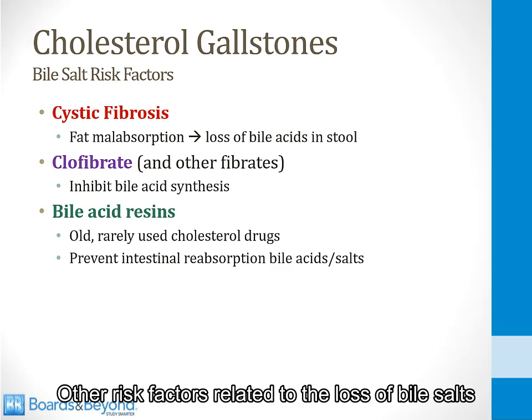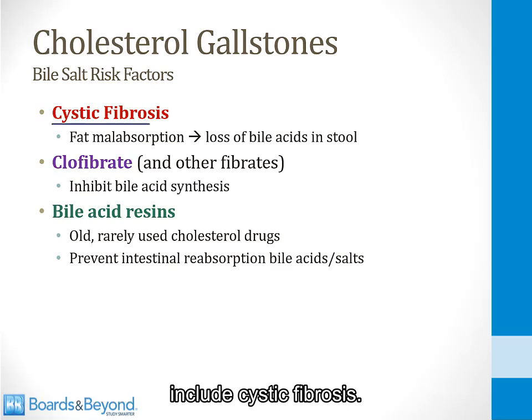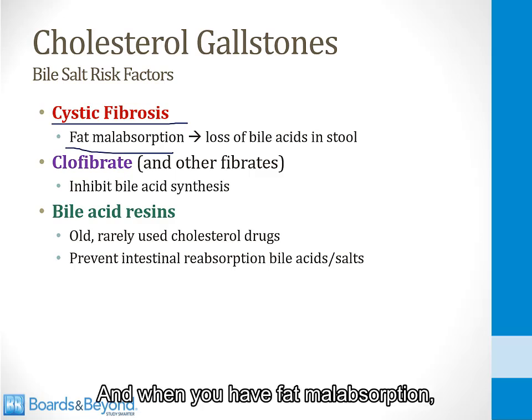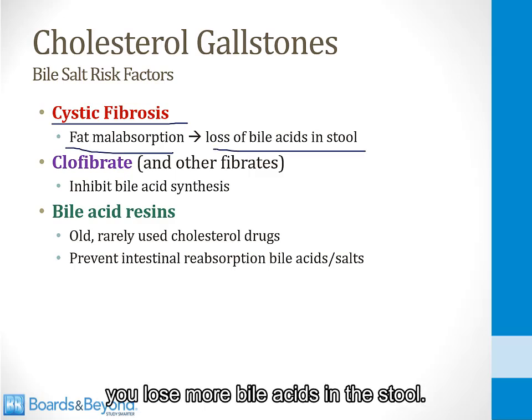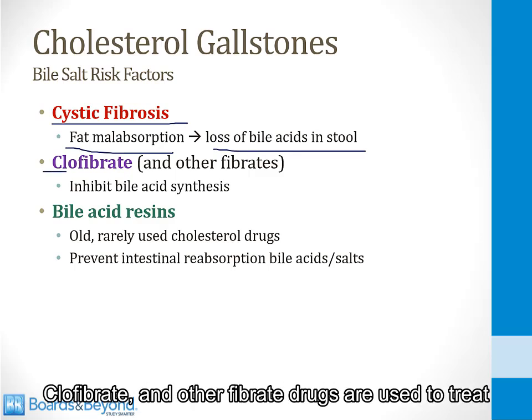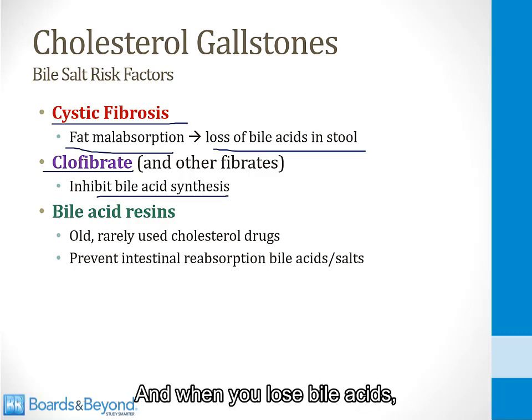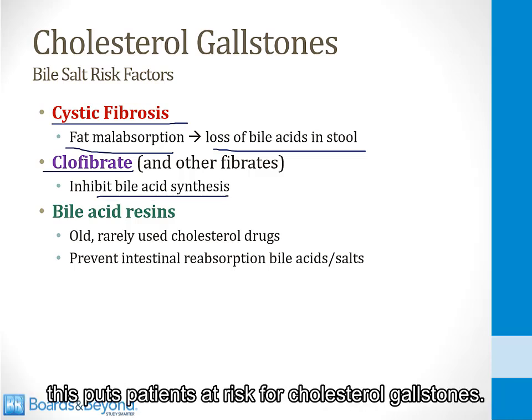Other risk factors related to the loss of bile salts include cystic fibrosis. Children with cystic fibrosis can develop pancreatic insufficiency. This can lead to fat malabsorption, and when you have fat malabsorption, you lose more bile acids in the stool. Clofibrate and other fibrate drugs are used to treat hypercholesterolemia, and they inhibit bile acid synthesis. And when you lose bile acids, this puts patients at risk for cholesterol gallstones.